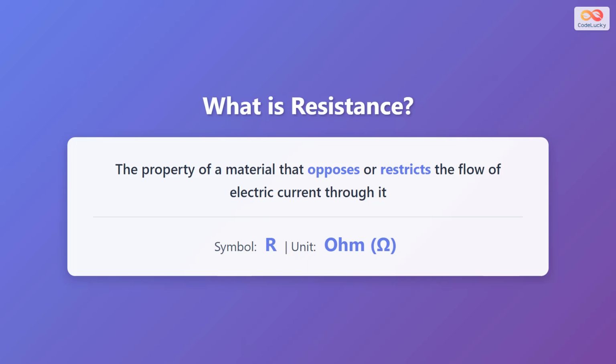So what exactly is resistance? Resistance is the property of a material that opposes or restricts the flow of electric current through it. Every material has some amount of resistance. We represent resistance with the symbol R, and we measure it in units called ohms, represented by the Greek letter omega. When current tries to flow through a material, resistance is what pushes back against that flow.